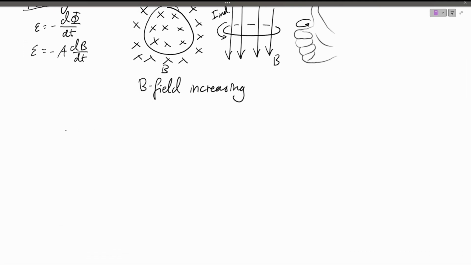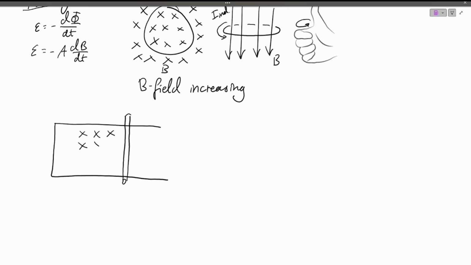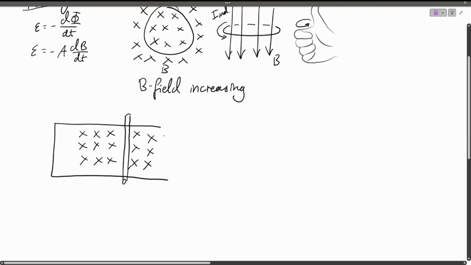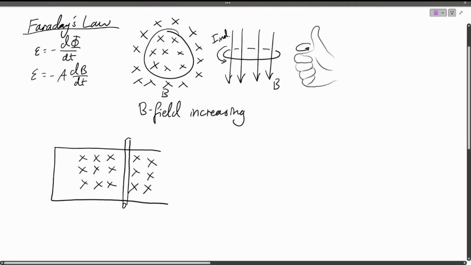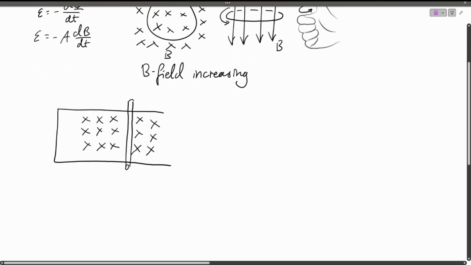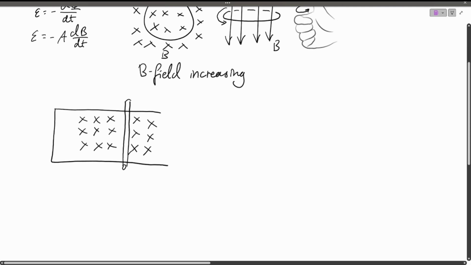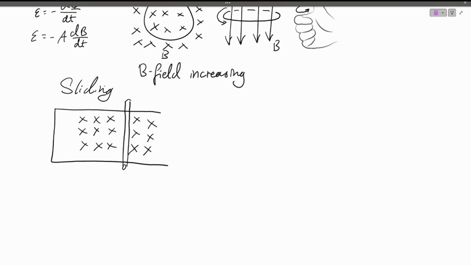Another common example of basic induction would be your sliding bar. Here you have a set of conductive rails with a conductive bar sliding along them, and it's all in a B field. So I guess the coil is the classical example of changing B field. Here's the typical example of changing area, but the end result is the same. You change phi, or flux.